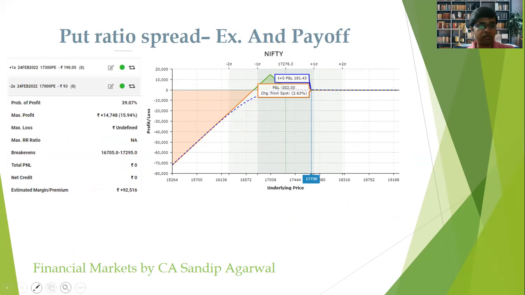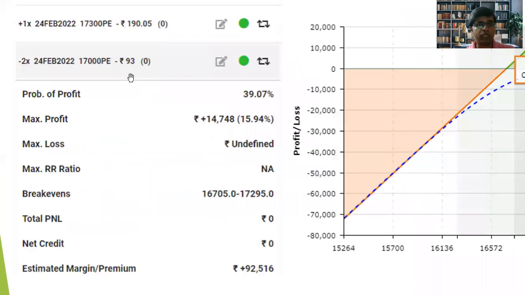So just maximize it. We can see again in this case the person has basically bought the 17,300 Nifty put option of the Feb 22 contract at a price of 190, and he is basically selling two lots of the 17,000 put option strike of the same contract at 93 rupees. So you can see in this case the maximum profit is restricted at 15,000 rupees and the max loss is limited. And if you do the mathematical calculation, you will see the person is basically paying a premium of 190 rupees and receiving a premium of 186 rupees.